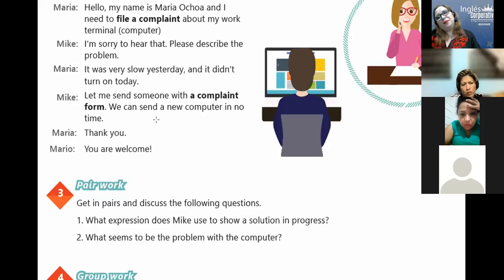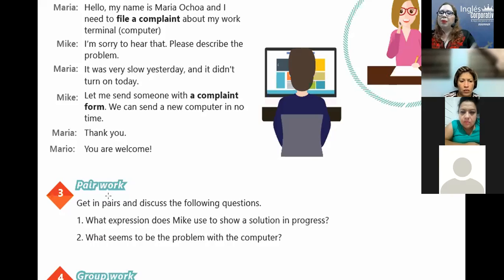Okay. Dice, nosotros podemos send. Okay. No sé cómo. Teacher, he sent someone with a complaint form and send a new computer. Correct. Correct. And the most important thing here is in no time. Okay. We're doing this right away. So don't worry, we're going to take care of your problem. So in no time, we can send a new computer. I'm giving a solution in progress, okay?